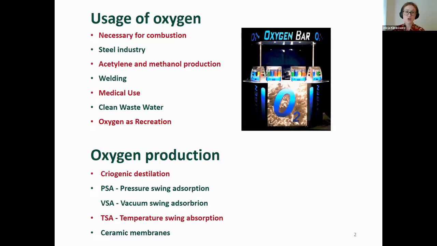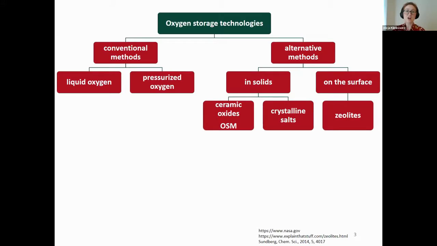To use oxygen, we need to produce it. For the large scale, we normally use oxygen produced via the cryogenic distillation method. But there are also some alternative methods like pressure swing absorption or temperature swing absorption or using ceramic membranes. I will be talking a little bit about those oxygen production methods in the lecture today, and about oxygen production and storage.